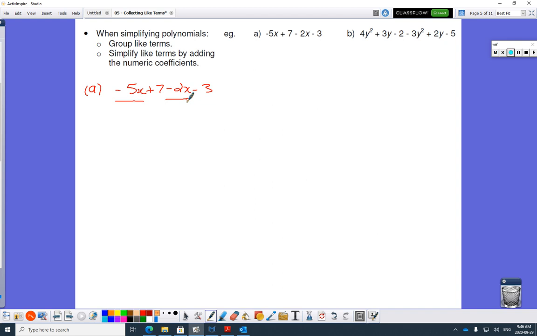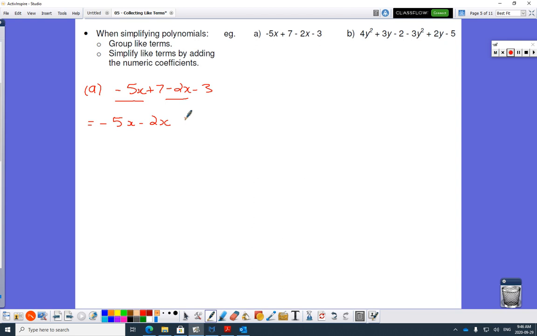And I suggest when you're first doing them, actually group them together. So I'd write, okay, negative 5x goes with negative 2x. I'll write them side by side. I'm grouping them together, collecting them up and saying, okay, these two things I can combine because they're the same type of stuff.